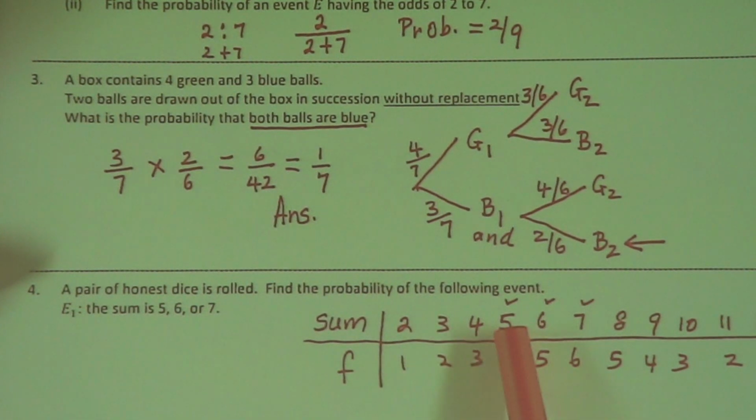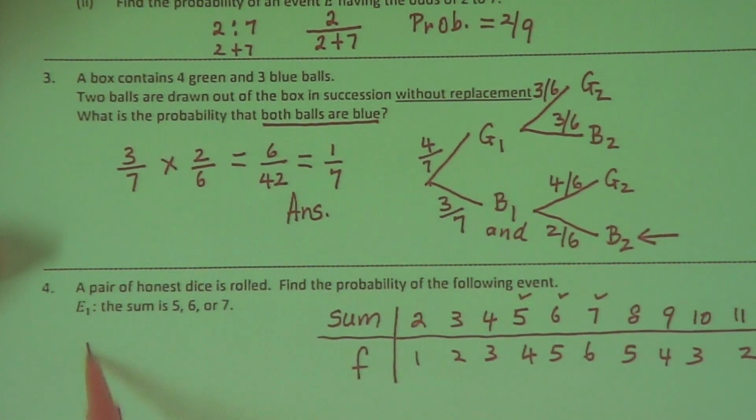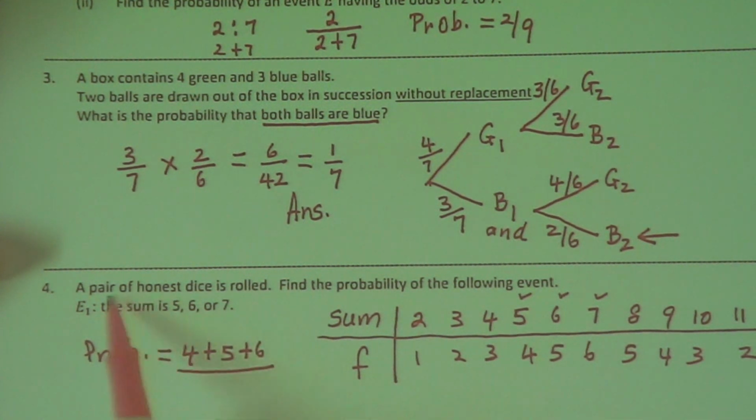So these are the 3 that we want. So your probability, add these 3 numbers. 4 plus 5 plus 6. There are 2 dice. Remember, if you add up all of these, you're going to get 36. So that's 15 out of 36, or 5 out of 12.